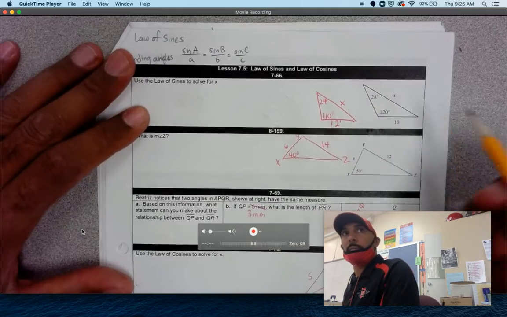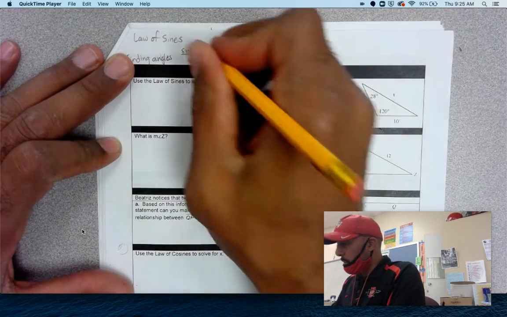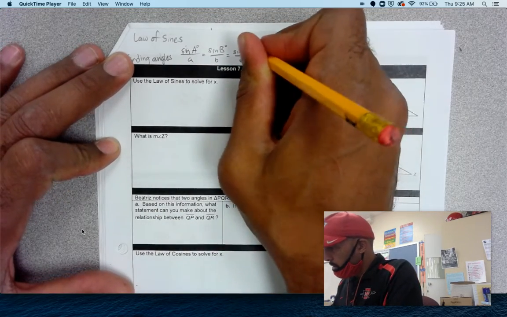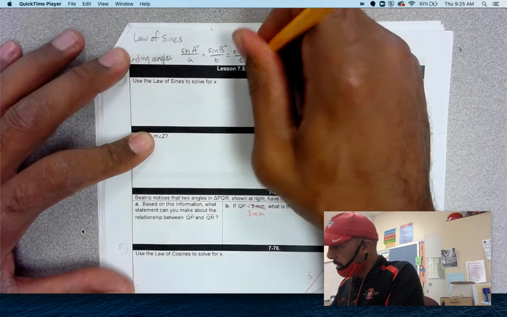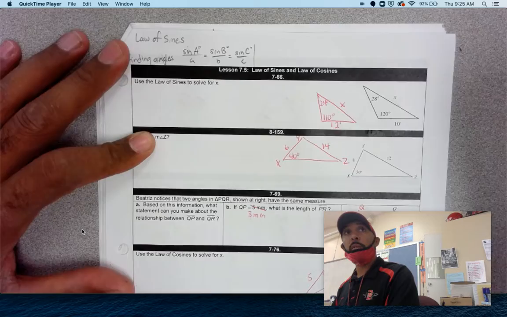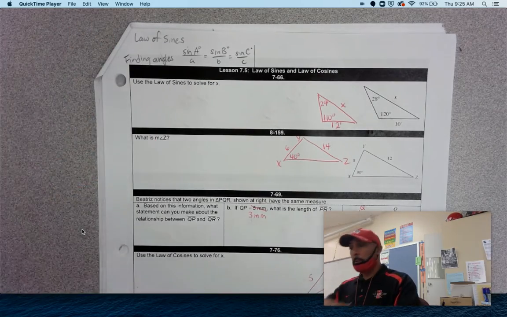Sorry about that announcement. Okay, so notice how I have the angles on top. And I'll show you how this makes it a little easier as I show you these problems. Okay, so then what if I want to find the sides? Well, if I want to find the sides, I basically literally just flip it.